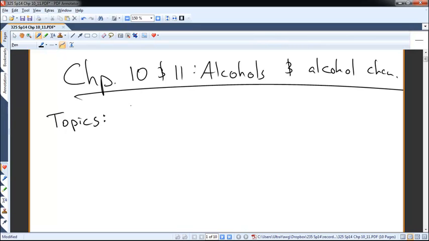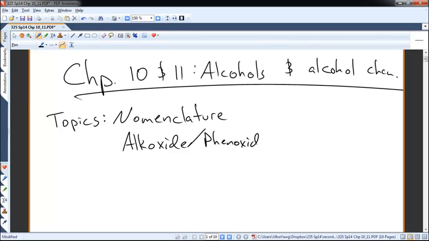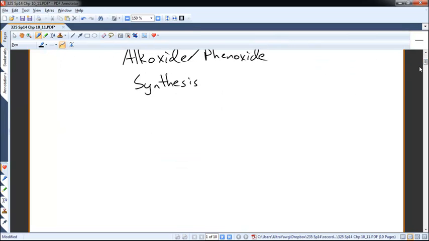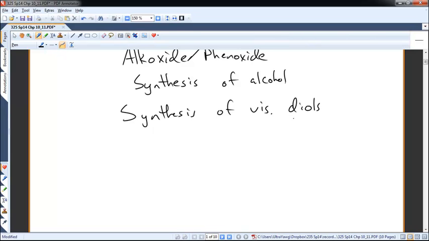For Chapter 10, we have a little bit of nomenclature, which is relatively easy. We have alkoxides and phenoxides. And what else do we have? We have synthesis. So a brief review of synthesis because we already did synthesis of alcohols when we did addition reactions. We know 3 different simple ways to do it. Then we have synthesis of vicinal diols. Also a review, because we've already done this, so we know a couple of methods for that.